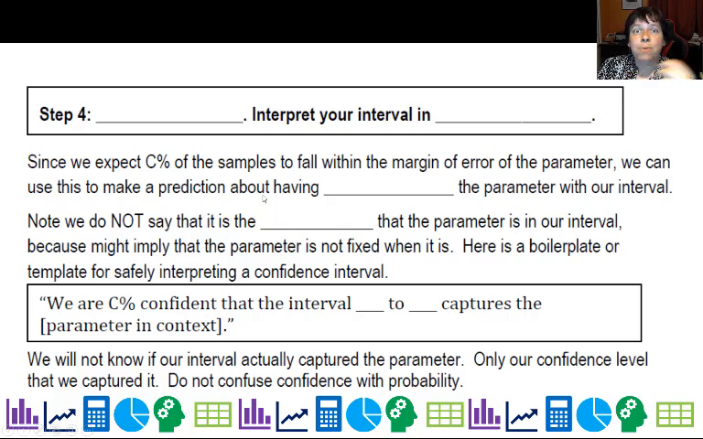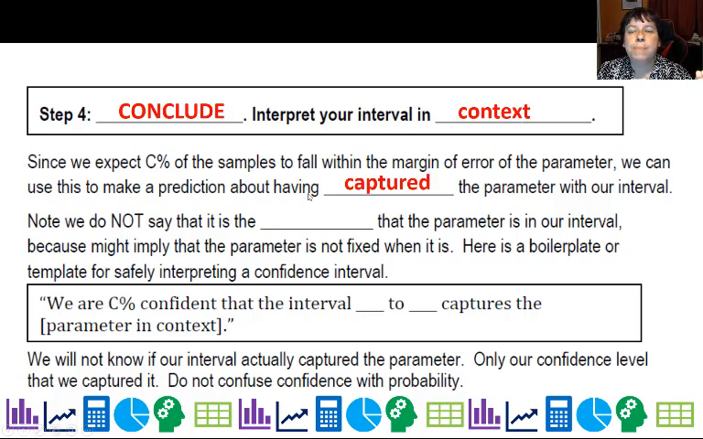Finally, step 4, we have to make some conclusions. You need to make a decision when doing stats. Will you know exactly what's going on? Never. But you do need to be able to make a decision, and you have to be able to interpret your interval, in this case, in context. In fact, we're always using context in statistics. So since we expect C% of the samples to fall within the margin of error of the parameter, we can use this to make a prediction of having captured the parameter with our interval.